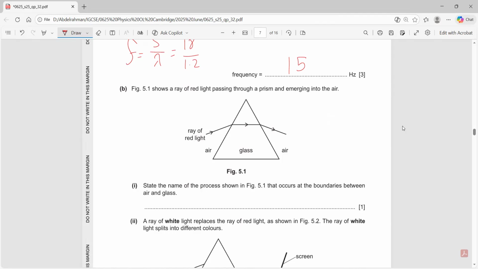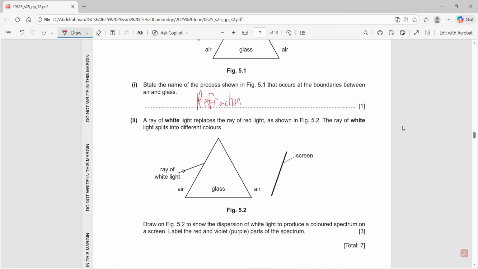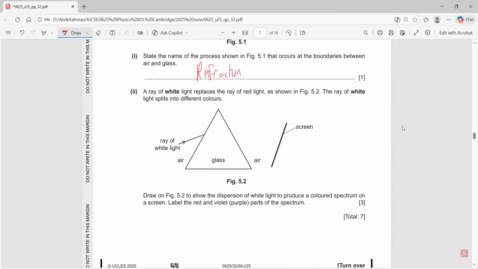State the name of the process shown. So you have red light. A red light, as it passes through the glass, it would refract. Okay, so it's only refraction. No dispersion happens here. Dispersion happens in this question because you have white light. So when white light goes into the glass prism, it disperses.